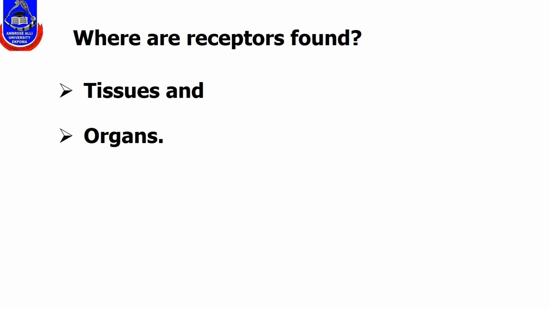Receptors are found on tissues and organs. Better still, we can say that receptors are found on the surfaces of tissues and organs.